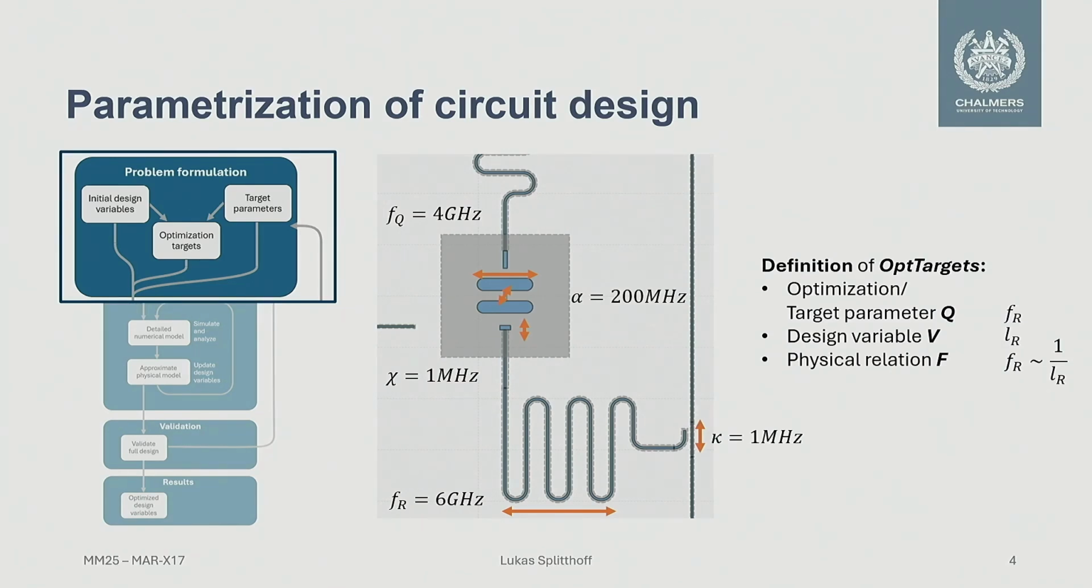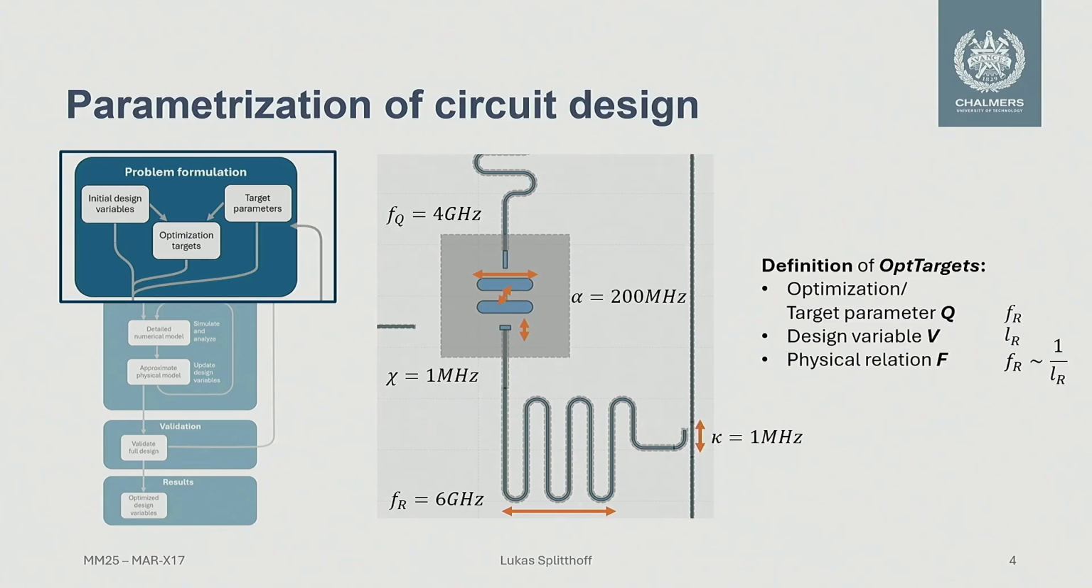Those target parameters have a physical representation. For example, they can be controlled by the capacitor widths, by the junction EJ, by the coupling separation if there's coupling ports to the qubit, the resonator length, or the coupling lengths here. And this is something that we choose also in a manual approach to be the tuning variable to adjust the design. And we refer to these design variables as V.